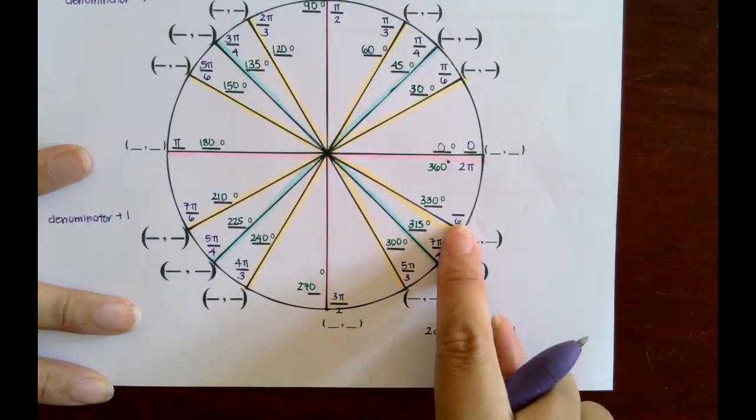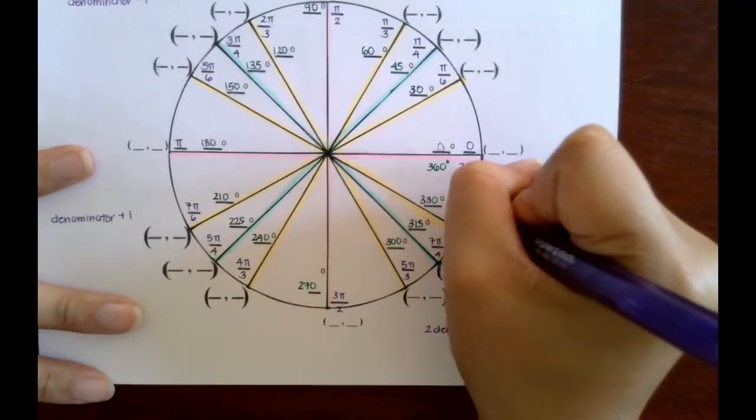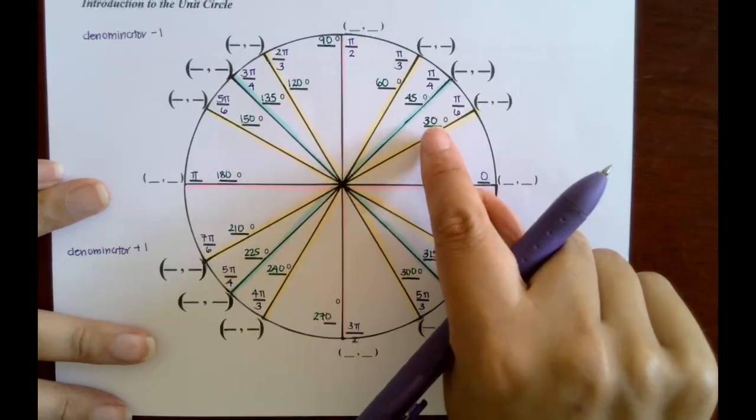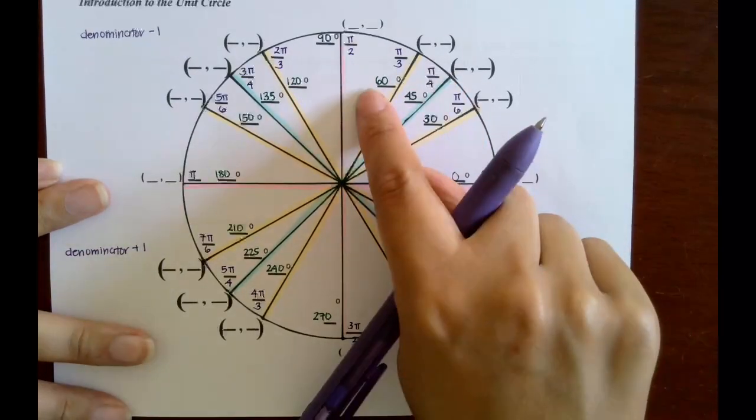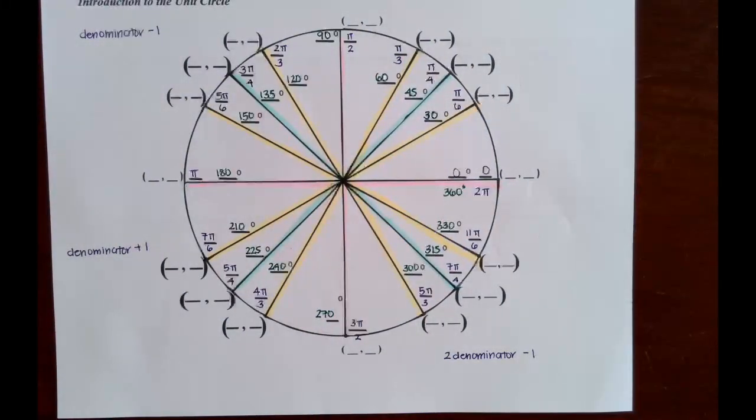Okay? Here's 6. 6 times 2 is 12. 12 minus 1 is 11. So this is 11 pi over 6. Okay? And so now we have the conversion of our degrees to radians. Degrees, radians, degrees, radians, degrees, radians, and it's equivalent. Okay? So there you go.